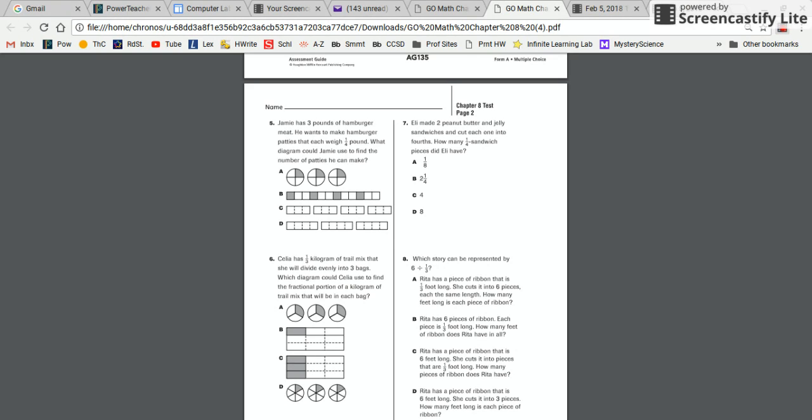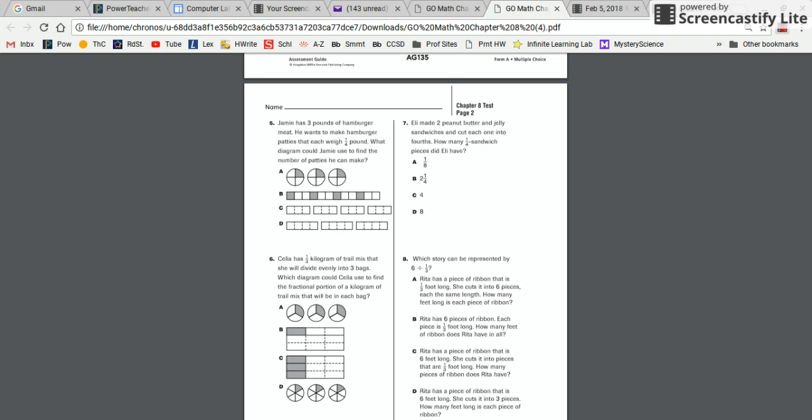Number 8. Which story can be represented by 6 divided by 1/3? Rita has a piece of ribbon. A. Rita has a piece of ribbon that is 1/3 foot long. She cuts it into 6 pieces, each the same length. How many feet long is each piece of ribbon?